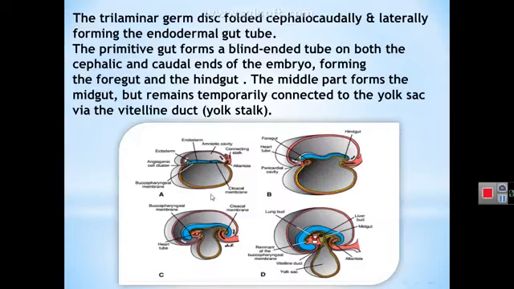Initially, the process of gastrulation will form the three germ layers, ectoderm, mesoderm, and endoderm, during the third week of development. As a result of cephalo-caudal and lateral folding of the trilaminar germ disc, a portion of the yolk sac is incorporated into the embryo, forming the primitive gut tube.